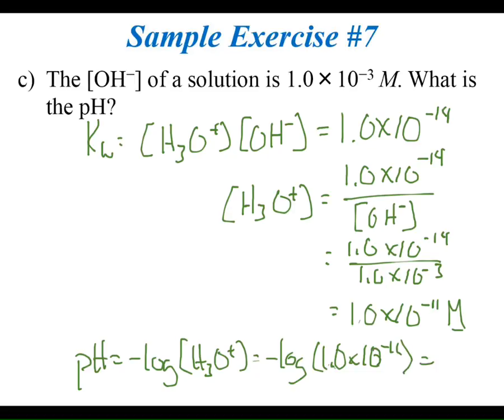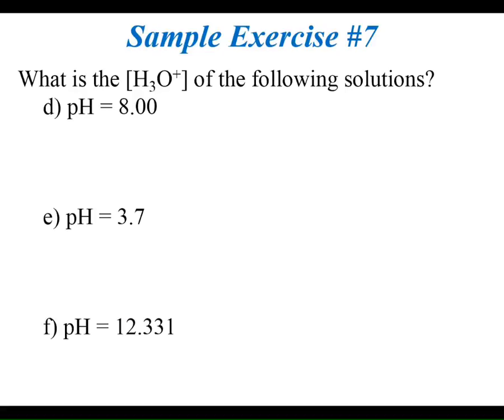So what's that going to be? 1.0 times 10 to the negative 11th is going to give me what? 11.00. Right? Because again, we got 2 sig figs here, so these are our 2 sig figs here. 0, 0. Okay. Now I want to show you a few the other way, and then I'll talk about pH and what we said is also true with pH and pOH being 14.